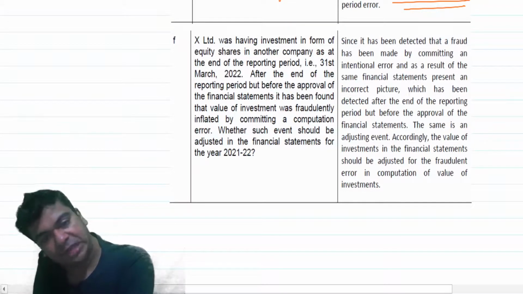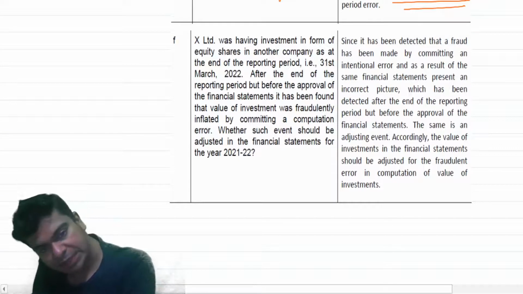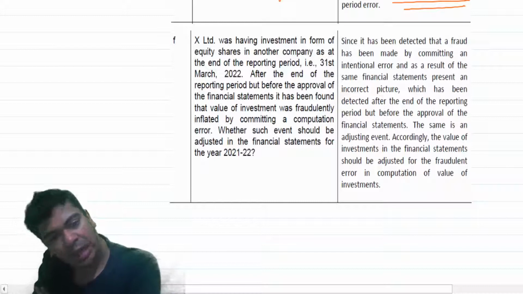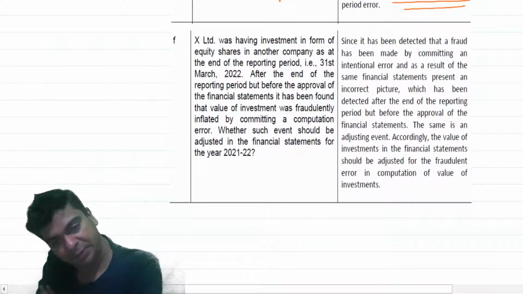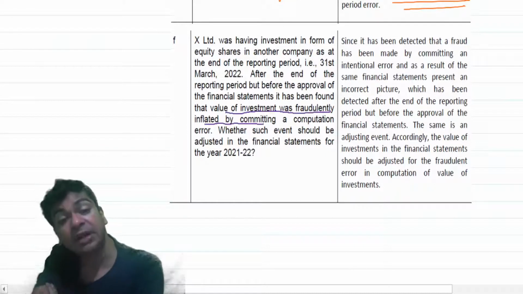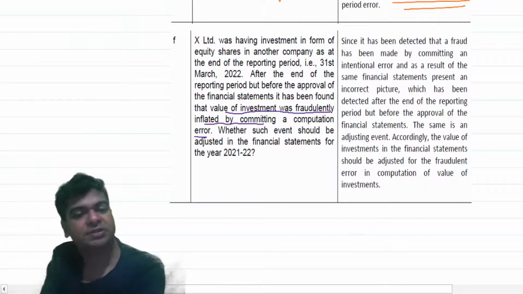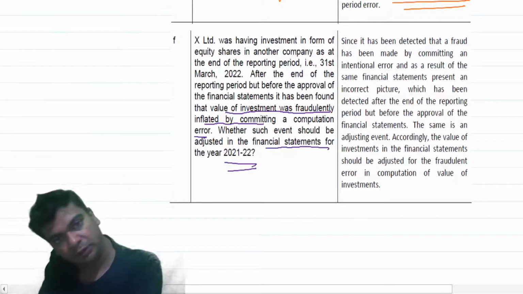X Limited was having investment in the form of equity shares in another company as at the end of the reporting period, that is 31st March 2022. After the end of the reporting period, but before the approval of financial statements, it has been found that the value of investment was fraudulently inflated by committing a computation error. Whether such event should be adjusted in the financial statements for the year 2021-22.